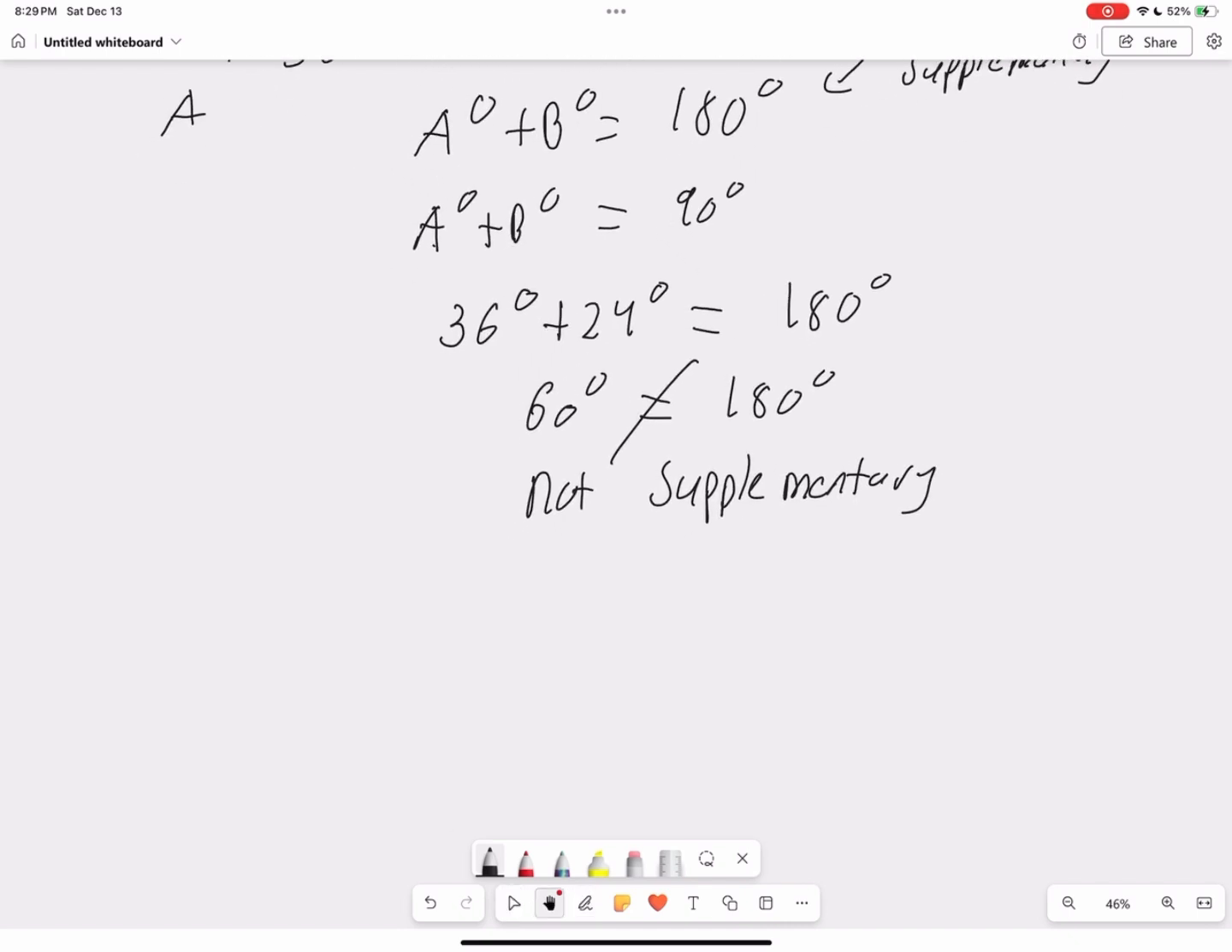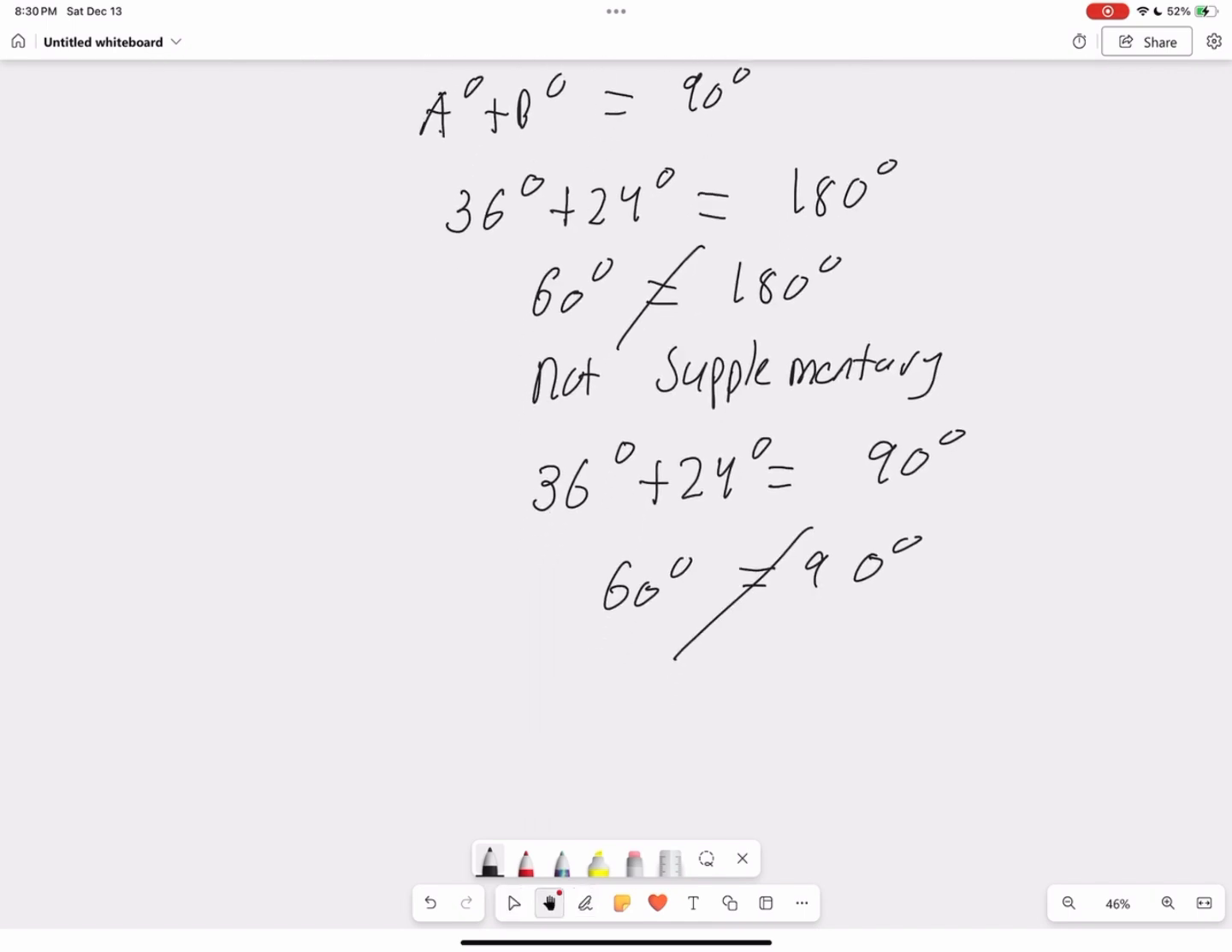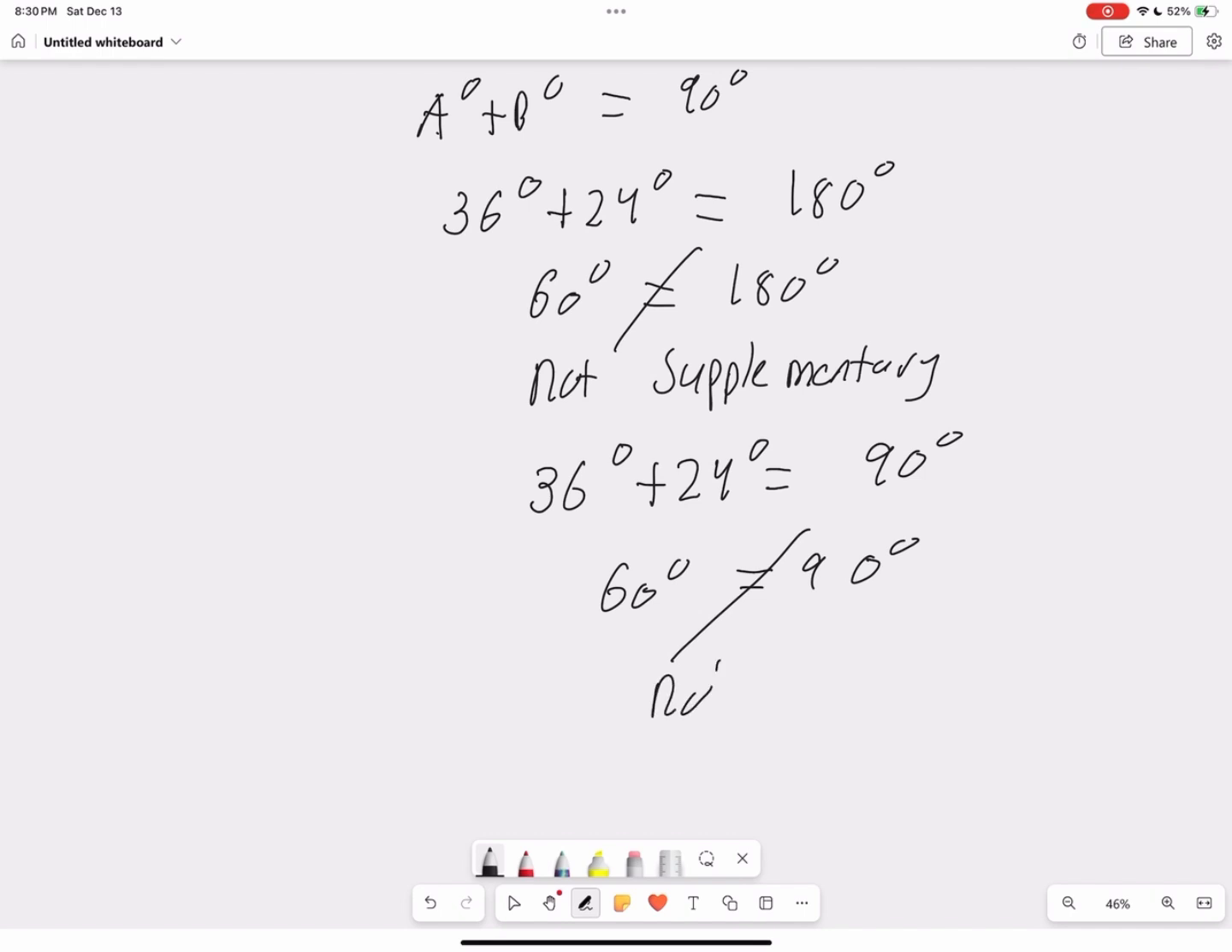Let's try the complementary. Let's plug it into the complementary formula. So let's do 36 degrees plus 24 degrees has to equal 90 degrees. So 36 plus 24 is again 60 degrees. So is 60 equal 90? It is not. So that means not complementary.